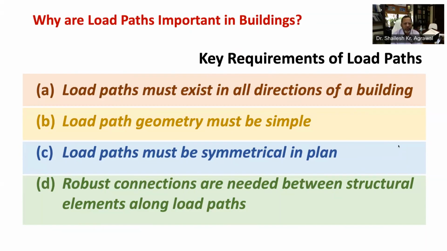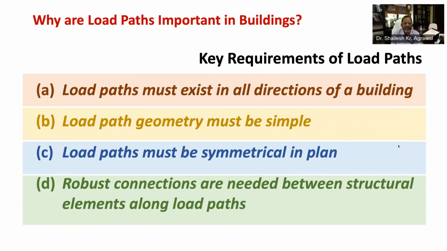Number one, load paths must exist in all directions of buildings, as we are aware that earthquake shaking occurs in all directions, and it can be expressed as a combination of shaking in one vertical and two mutually perpendicular horizontal directions. Therefore, adequate load paths are needed along the vertical and two mutually perpendicular horizontal directions. Two, load path geometry must be simple. That means uninterrupted direct load paths should be provided at regular intervals along the length and width of the building.